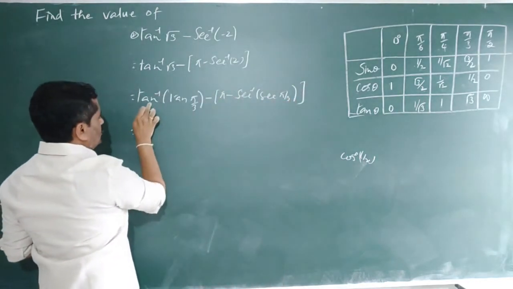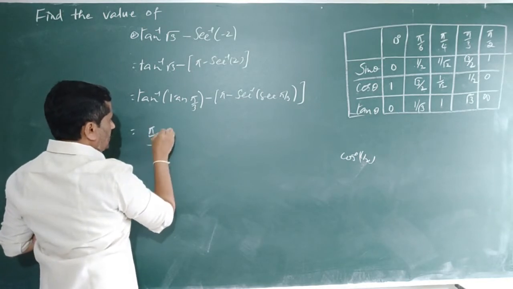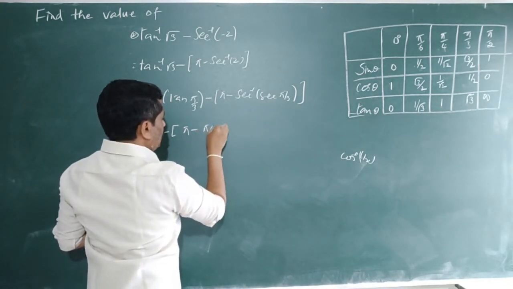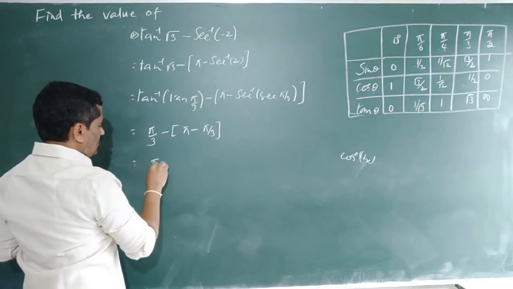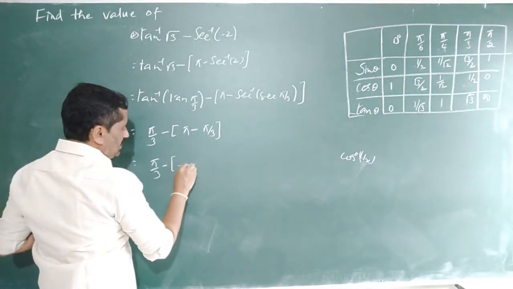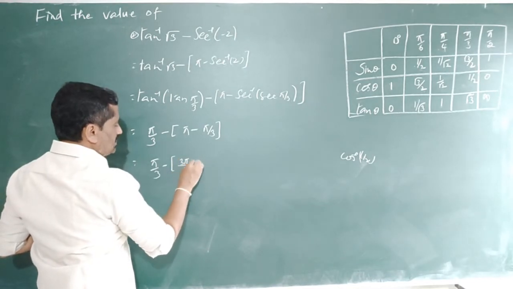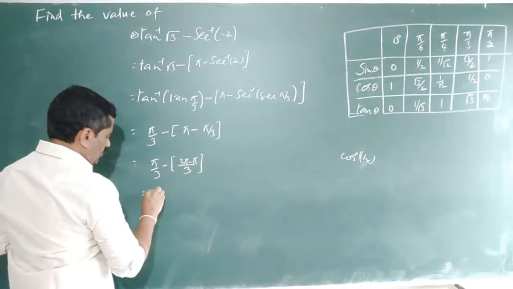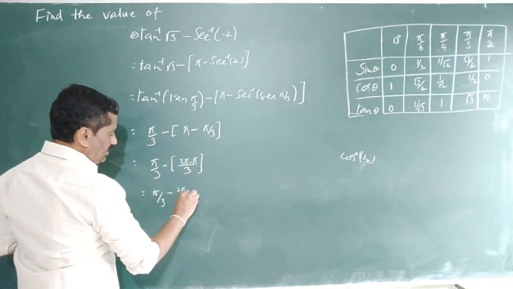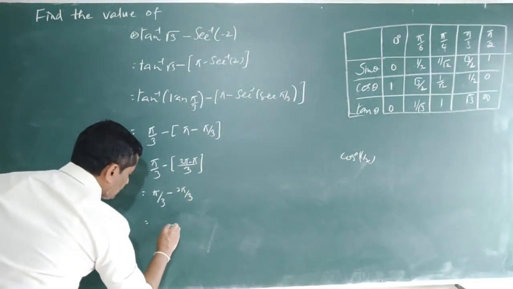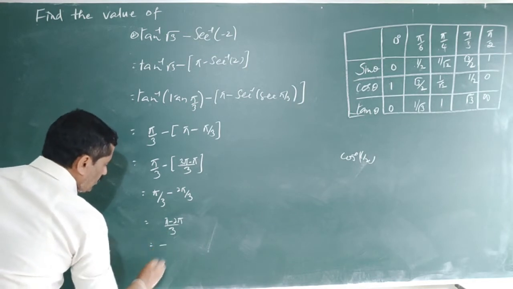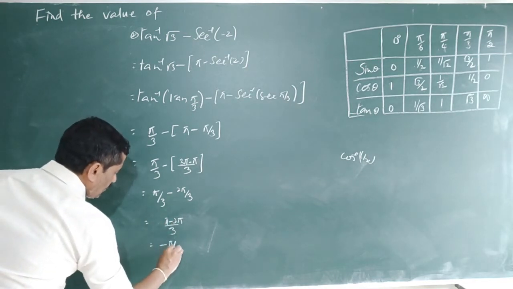Again, simplification, that is equal to tan inverse tan gets cancelled. We have pi by 3 minus half pi minus secant inverse secant gets cancelled. We have pi by 3. Again, that is equal to pi by 3 minus. Here, simplify both the terms. We take the LCM. So 3 is LCM. 3 into pi, we have 3 pi minus we have 1 into pi, that is pi. Again, simplification, pi by 3 minus we have 3 pi minus pi, 2 pi, 2 pi by 3. Again, simplification, take the LCM, so 3 is LCM. So that is pi minus 2 pi, we have minus pi divided by 3.